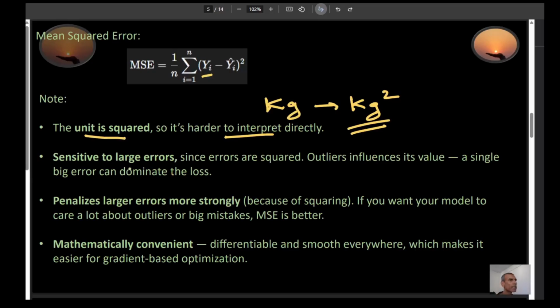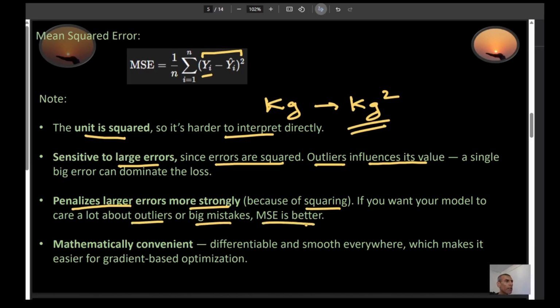Now your MSE is sensitive to large errors, and that's because you're squaring your errors. You're squaring each term, and because of that, your errors become large. If you have one large error, this can actually affect your MSE. So in this case, your outliers can influence its value. It penalizes large errors more strongly because of the squaring I just explained. So if you want a model that cares a lot about outliers or big mistakes, you want to use MSE. This is a better option.